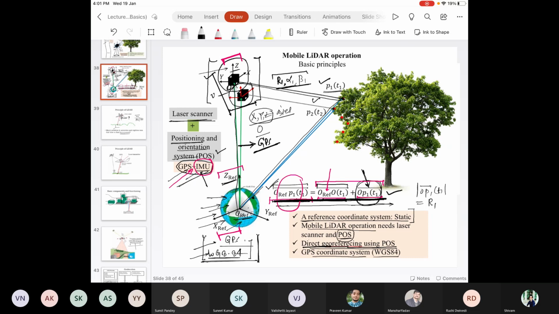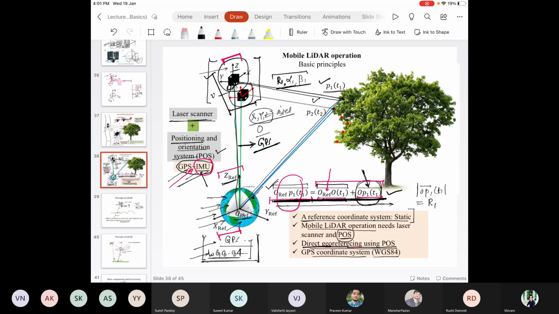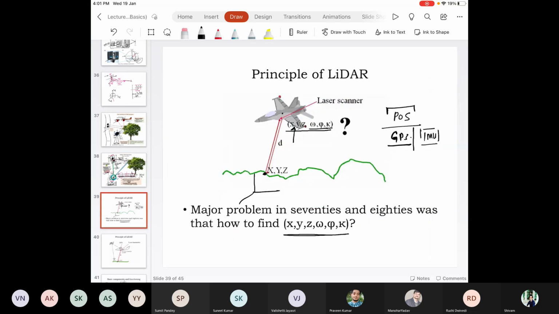Additionally, the difference, or you can say the deviation, between the axis of the laser scanner coordinate system and the axis of the reference coordinate system is measured by the IMU unit. Though the role of the IMU is not exactly like that, for general understanding you can assume that the angular differences between the two coordinate systems can be measured by the IMU.